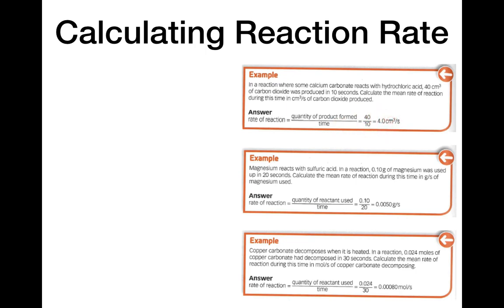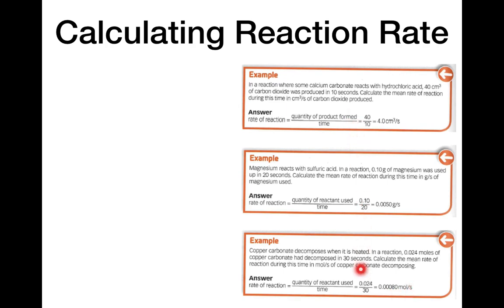Here we have another example with magnesium reacting with sulfuric acid. 0.1 gram of magnesium used up in 20 seconds. So what's the time? The reactant was used up in this time. It's that measurement of reactant. 0.1 grams of magnesium over 20 seconds, 0.005 grams per second. And here we have copper carbonate decomposing when it's been heated. So we have 0.024 moles of copper carbonate decomposed in 30 seconds, the mean rate in moles per second. 0.024 moles over 30 seconds is 0.0008 moles per second.